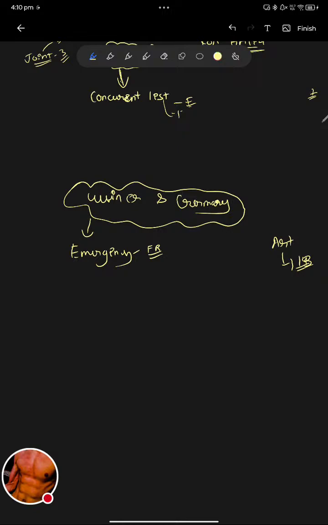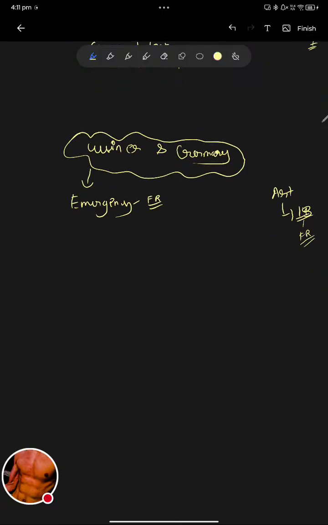Article 14 is equality before law, which is from the British, which is negative, and equal protection of law. While 13 is the one in which, if any of your fundamental rights gets violated, then that law can be revoked. That is the whole thing here in Part 3.